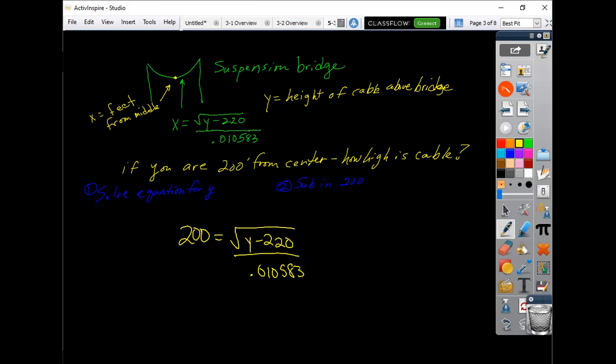And to solve that for y in this case, multiply by the 0.010583 to both sides. So we got to take this times that. And then we're going to undo the square root with the square. So whatever that answer comes out to, we need to square that. And lastly, after that's gone, we need to add that 220 to the other side.